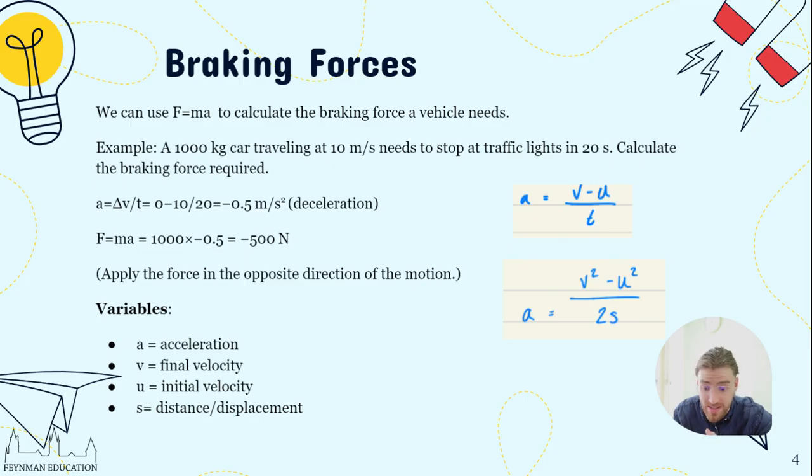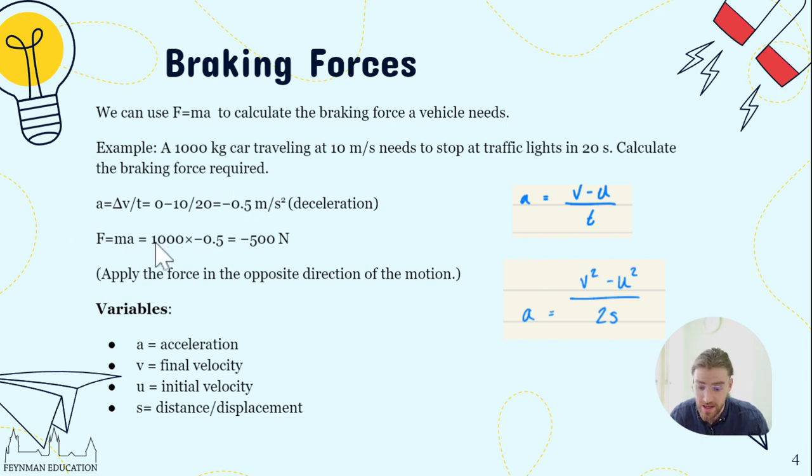It is currently going at 10 meters per second. So we can calculate the acceleration that needs to happen in this time, or the deceleration rather. Acceleration equals the change in velocity divided by time. The time we know is 20 seconds. The change in velocity is going to be your final velocity minus your initial velocity. Final is 0 minus 10. That will give us 0.5 meters per second squared, or negative 0.5 meters per second squared. So that's the deceleration.